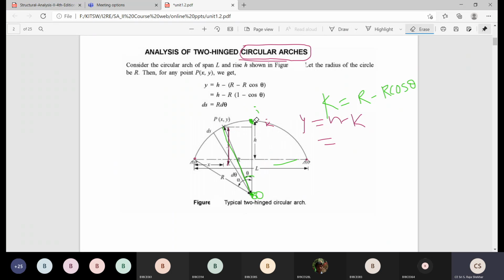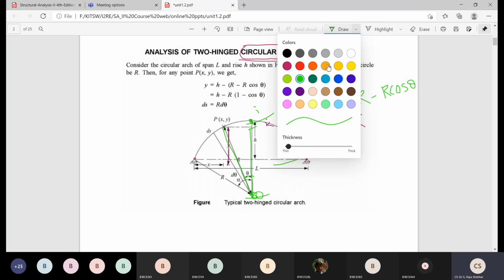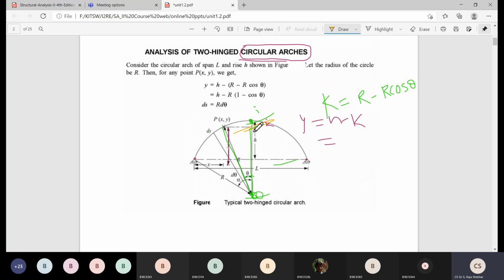The total distance from crown to origin is capital R. The distance between these 2 points, origin to crown, is capital R, and this distance is r cos theta. So you can deduct R minus r cos theta, and you are going to get the k value.